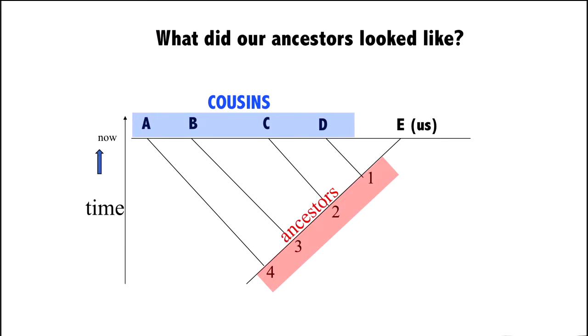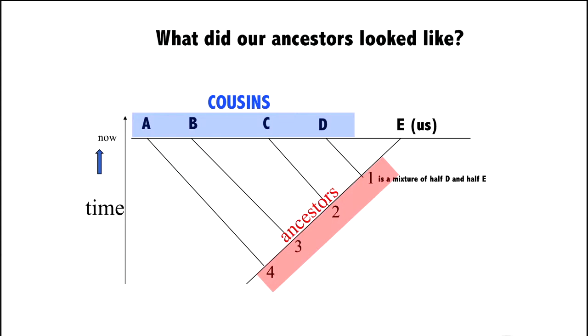What did our ancestors look like? Well, let's consider ancestor one. Our closest living relative is D, and we are E, so our common ancestor is at one. Now, one is a mixture of half D and half E. So it's kind of like saying, okay, we have humans, we have chimpanzees. Our common ancestor probably looked half like a chimpanzee and half like us.